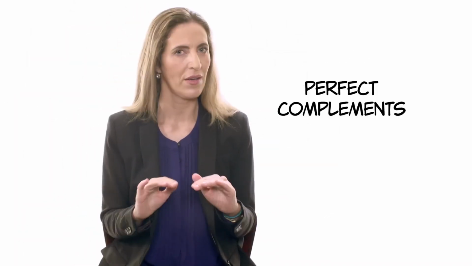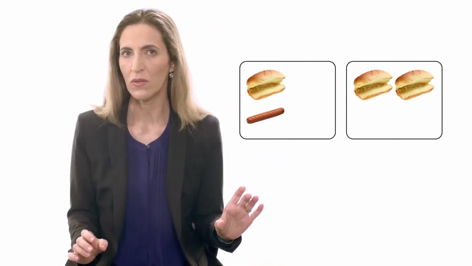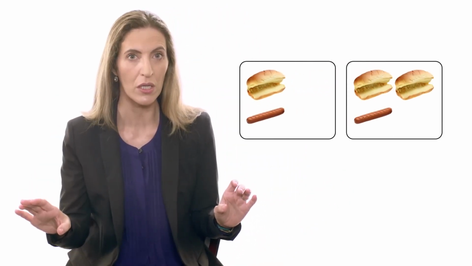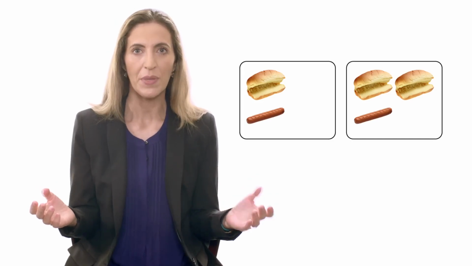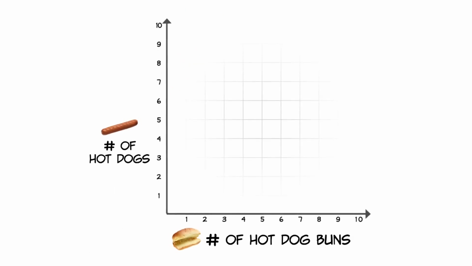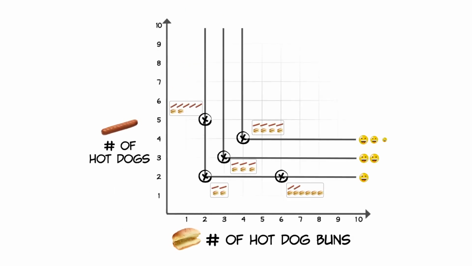Perfect complements are another extreme case. Suppose you're eating hot dogs. You want 1 hot dog bun for every hot dog. If I give you 2 hot dog buns, but just 1 hot dog, you will not be better off, because you like your hot dogs with hot dog buns. In this case, your indifference curves will look like right angles.